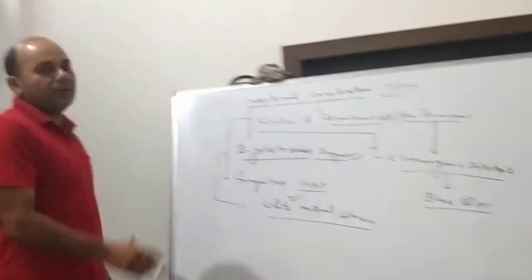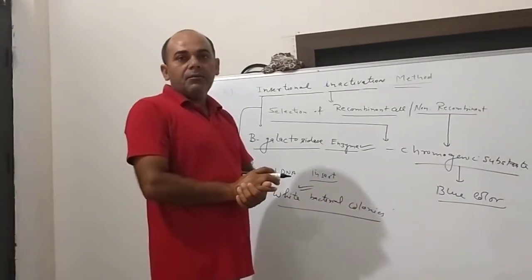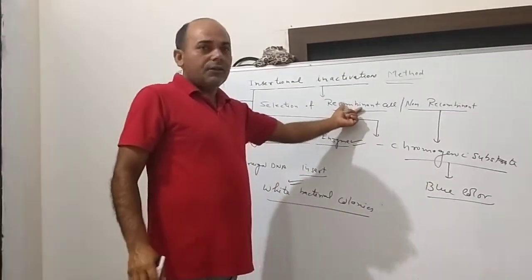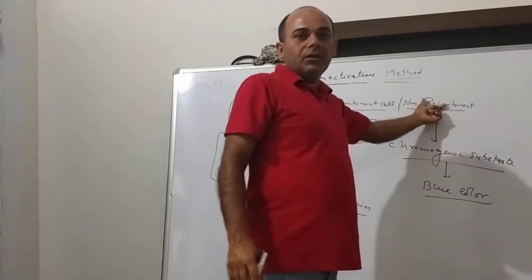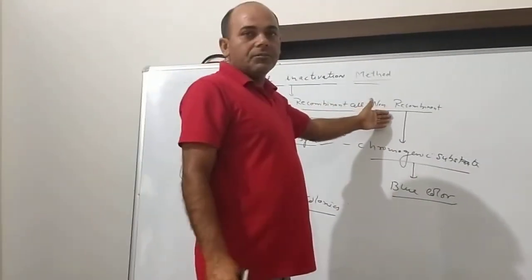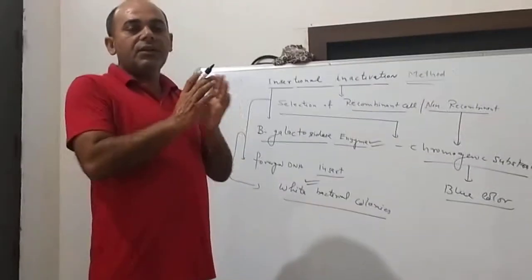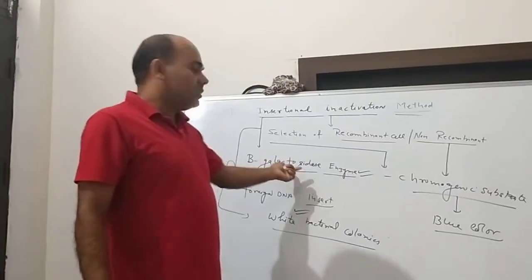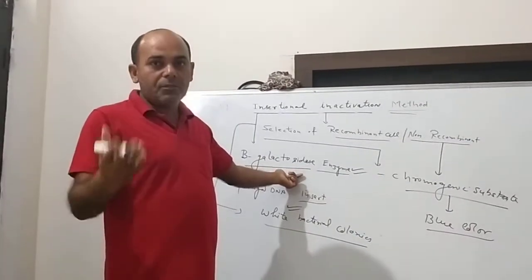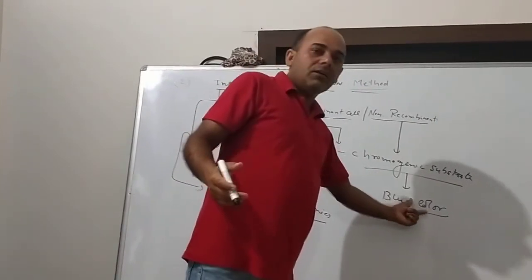This is again the method by which we can identify which bacterial cell becomes recombinant and which bacterial cell becomes non-recombinant. As the name indicates, non-recombinant means in which foreign DNA is not inserted. If this foreign DNA is not inserted, it means this enzyme will work properly. It will produce the color. The color is called blue color.